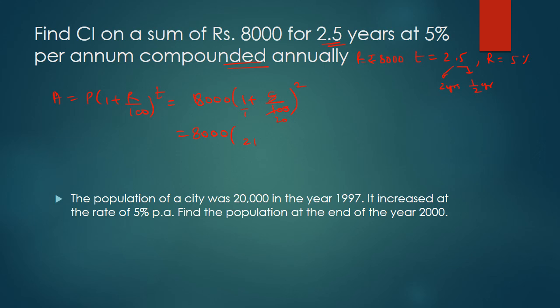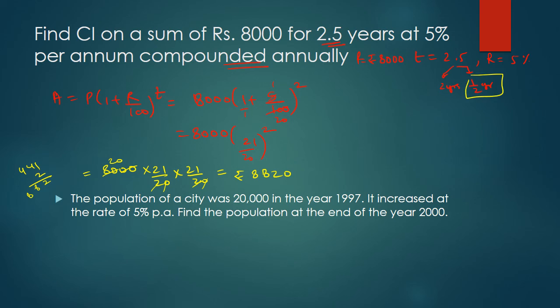You have to take LCM, okay? 21 by 20 whole square. So 8,000 into 21 by 20 into 21 by 20. 2 zeros cancel, 2 2s are 4, 4 2s are 8. 21 square is 441, 441 into 20 is 8820. So rupees 8820 is the amount for 2 years.